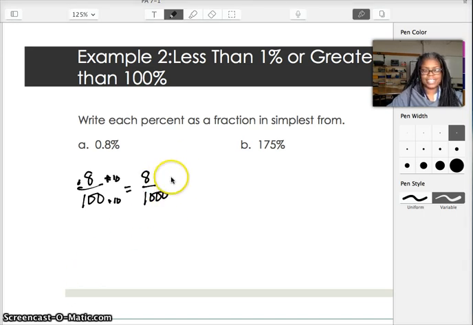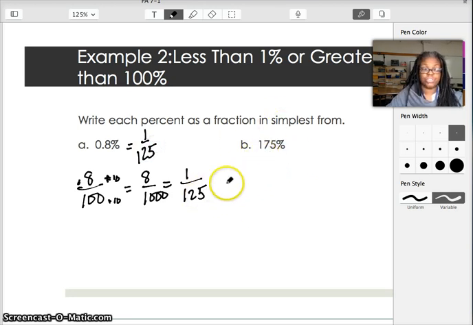And so if we just take a brief moment to think about that, we can recognize that 8 goes into itself one time. 8 goes into 1,000 125 times. So 0.8% is like 1 out of 125. All right. And over here, we see that we have a percentage that is greater than 100.